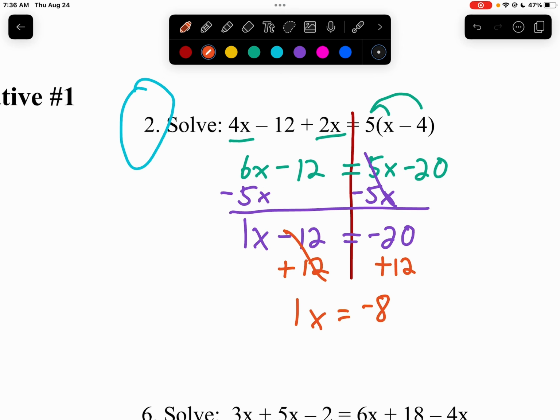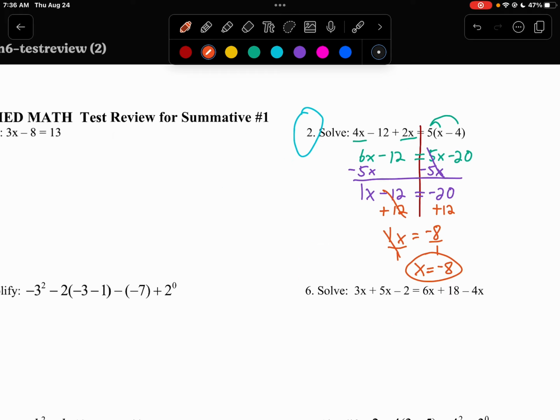And you're pretty much done. If you want to divide by 1, you can, but you get the same answer. So x equals negative 8. All right, so just don't forget to combine like terms, distribute if you need to, and then you're solving.